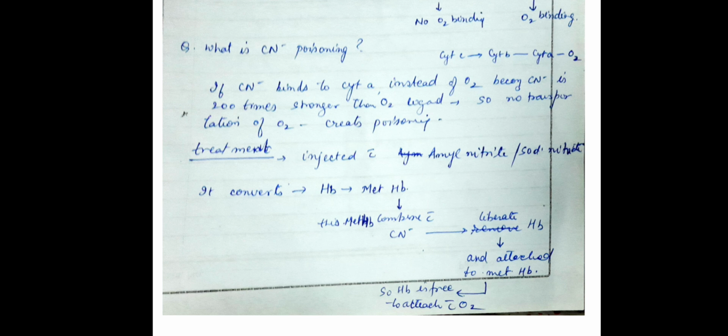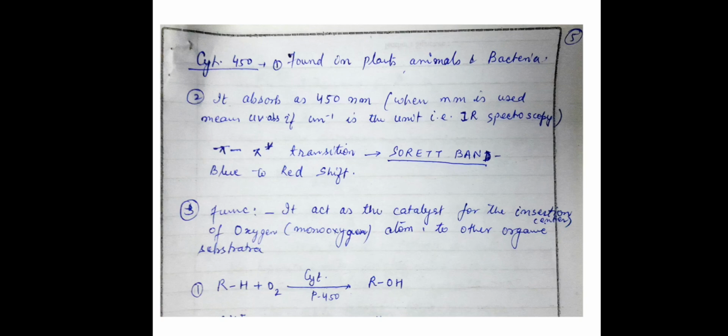Then this methemoglobin which is attached to the cyanide is excreted out, as it is water soluble, and the hemoglobin which is liberated from this reaction attaches with oxygen. It is soluble in water and then excreted out from the body. So from this treatment we can reduce the cyanide poisoning.